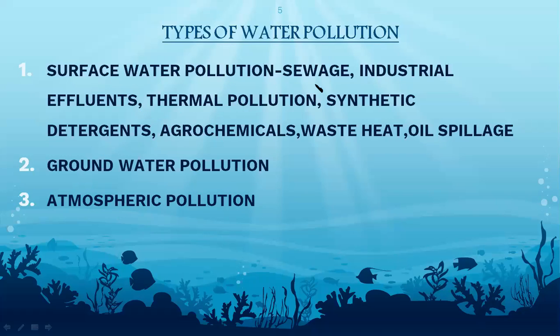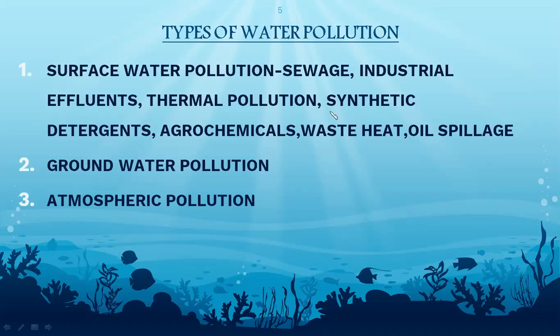Sewage implies the everyday household waste which is created when we cook, when we use the laundry, when we wash the cars, etc. Industrial effluents are those which are released into the water sources and which may contain toxic chemicals, acids, radioactive substances, etc. Thermal pollution is the rise or fall of the temperature in the water body due to the heat released from various industries.